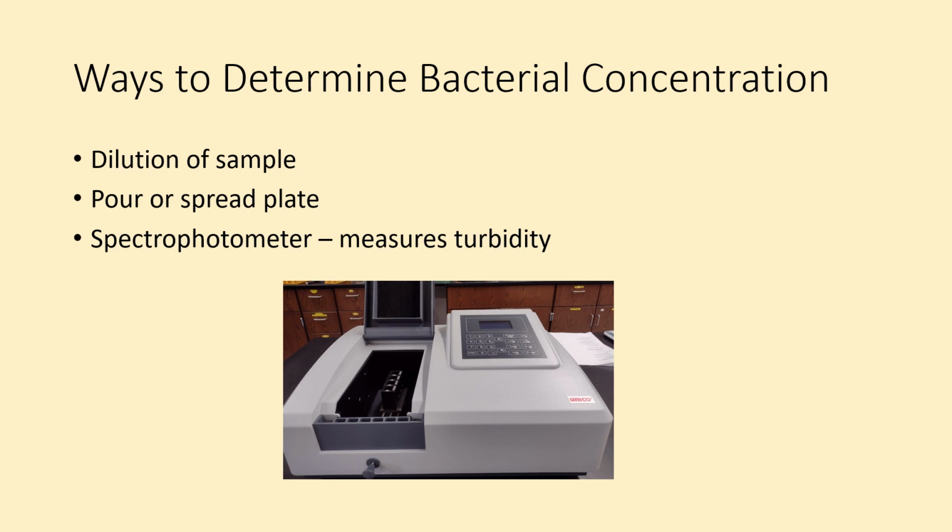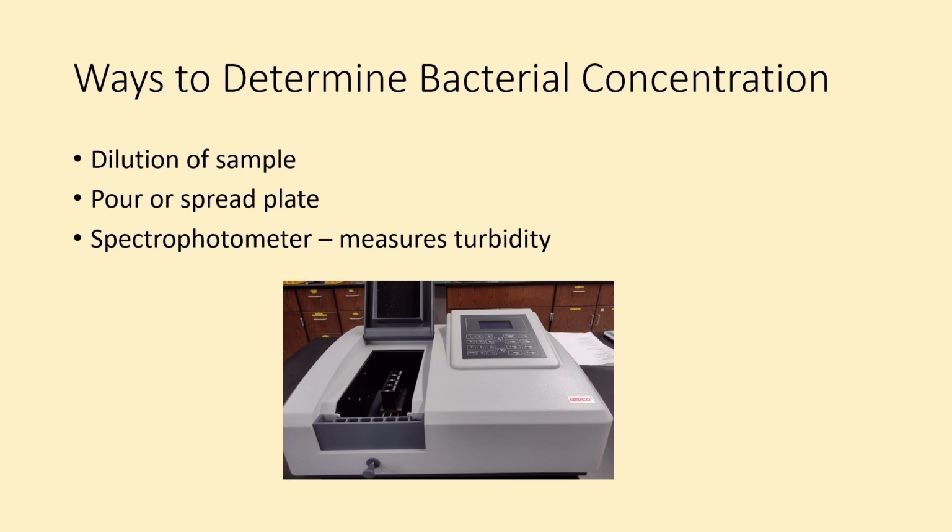If you want it to be able to grow within the media, then you do a pour plate. Another way that you can determine the bacterial concentration is using a spectrophotometer. An example of our spectrophotometer is shown here. What a spectrophotometer does is it takes a sample, you put it in this little spot here. It's in a little glass tube called a cuvette, and then there's a light beam that shines through.